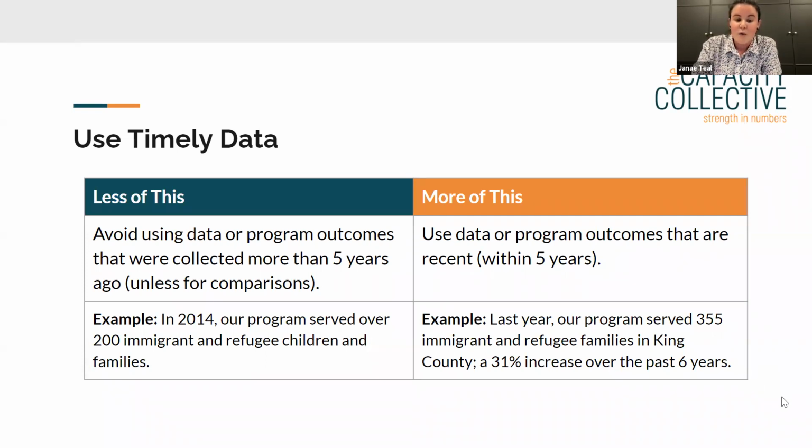So instead, we urge you to use data or program outcomes that are recent, and typically the best practice is within the last 5 years. So changing the example up a bit, you could say, last year, our program served 355 immigrant and refugee families in King County, a 31% increase over the past 6 years. So when you use current data and present it in a way that supports and demonstrates the urgency, it's also more specific.